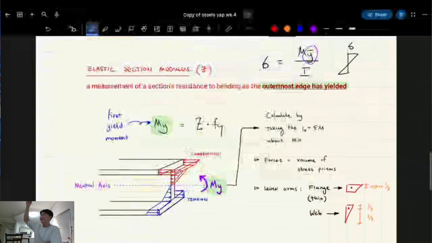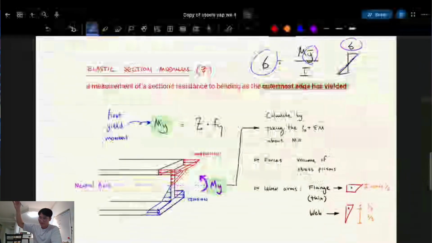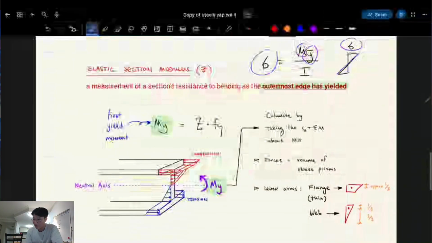So imagine a graph. y just means how far down you've gone, and you're trying to plot the stress. How far down you've gone lets you graph the stress. And this moment is whatever moment you have along your beam, say in the middle, and your I is your second moment of area.